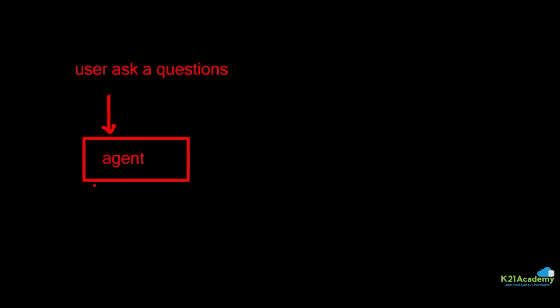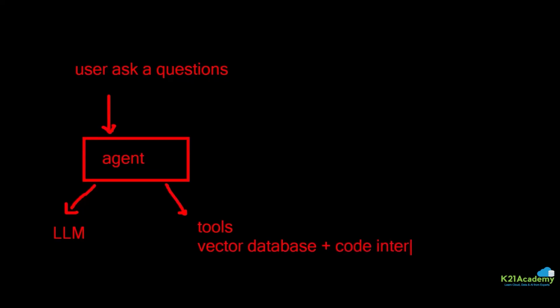Agent is going to go ahead, and agent has access to LLM. Okay, agent has access to tools. Now when I'm saying tools, we have a vector search, vector database. Okay, we also have, what do we call it, code interpreter. I'll tell you. I hope you are aware what is code interpreter.